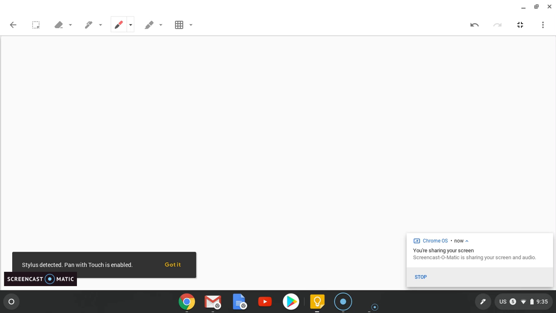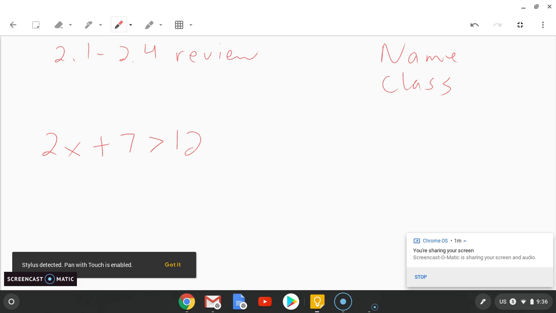Okay, so at the top, label it 2.1 to 2.4 review, and then put your name and your class period. Okay, so make sure you have those labels at the top. And then I want you to solve this inequality for me. 2x plus 7 is greater than 12. So take a second, pause it, and then once you've got it, go ahead and check and see how you did.